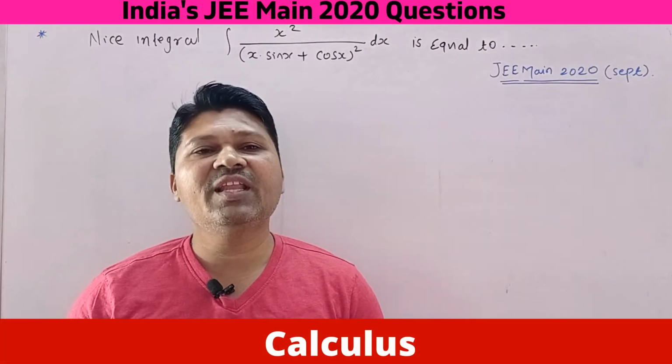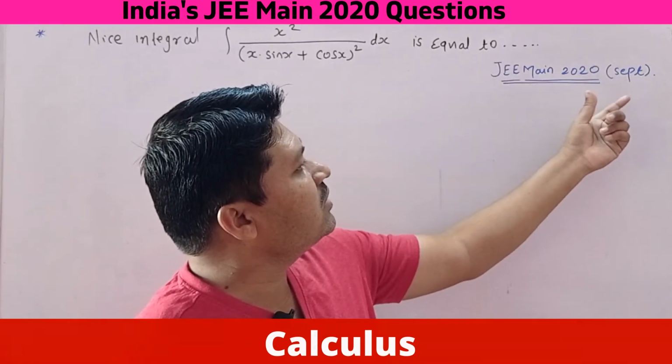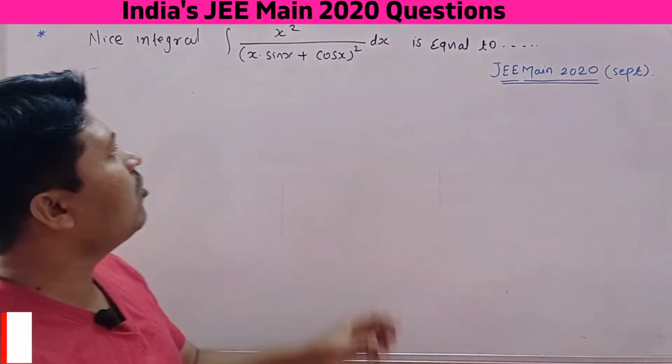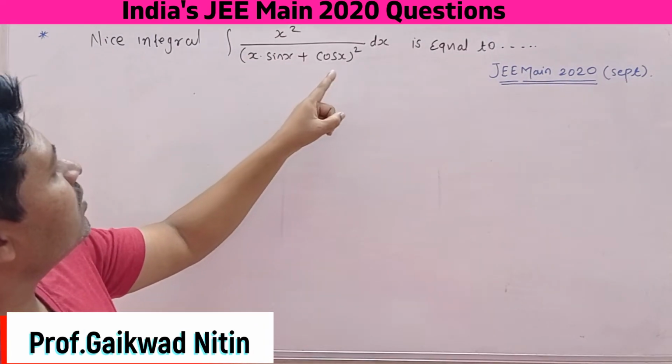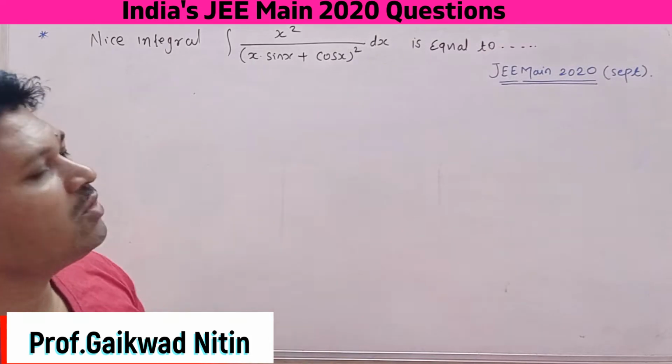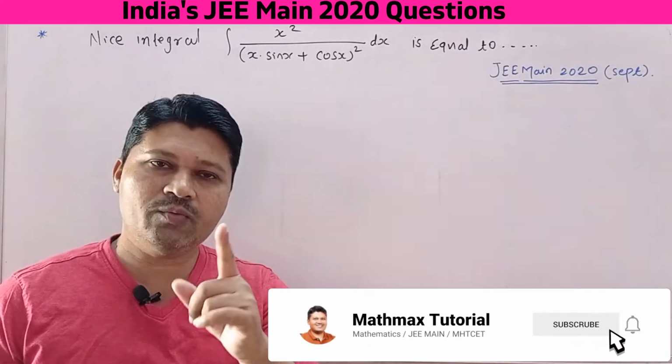Today we will see an example from JEE Main 2020, the September question. The question is the integration of x squared divided by (x sin x plus cos x) whole squared, dx. What is the exact solution? Watch the video till the end for a simple solution.